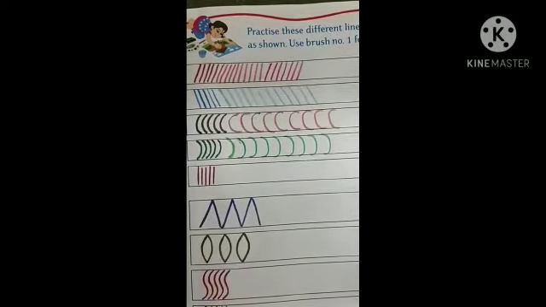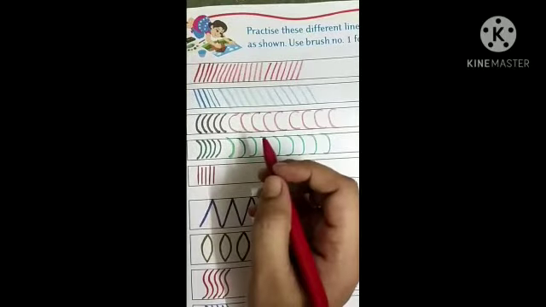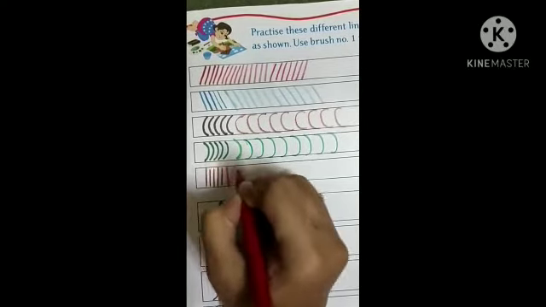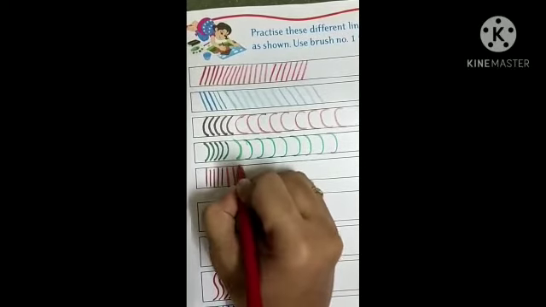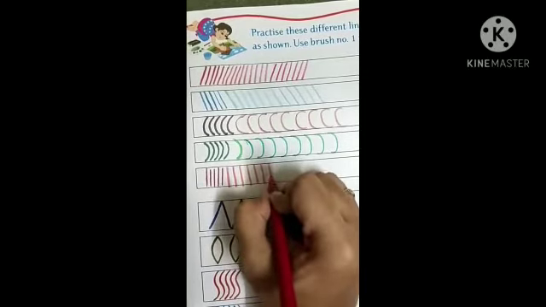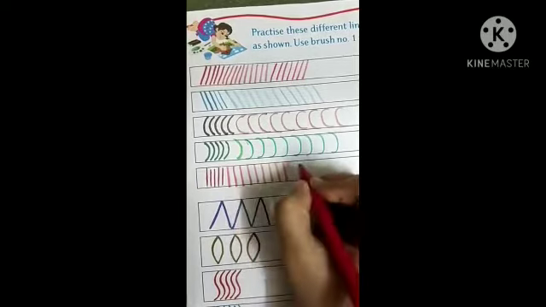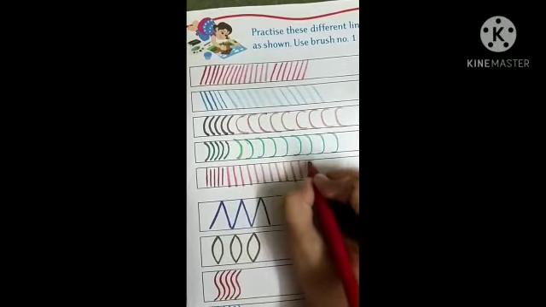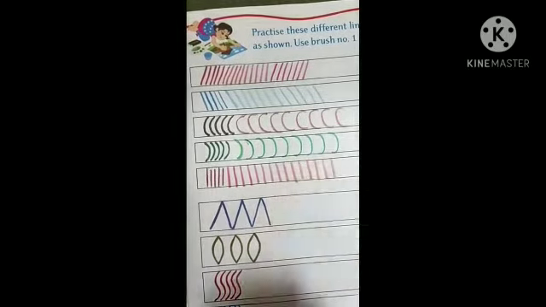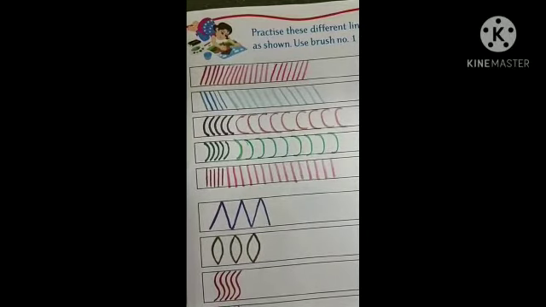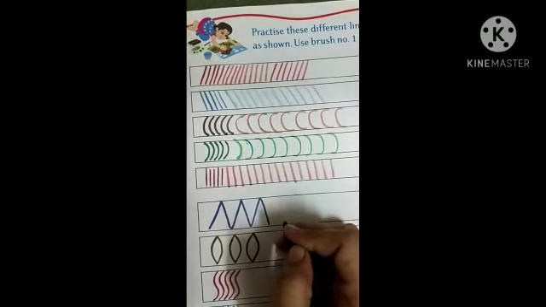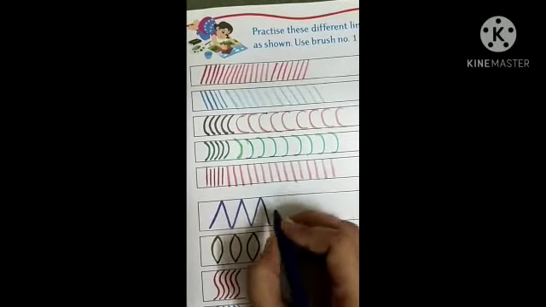Red color and complete standing line. Take blue color and make two slant lines and make a right triangle shape.